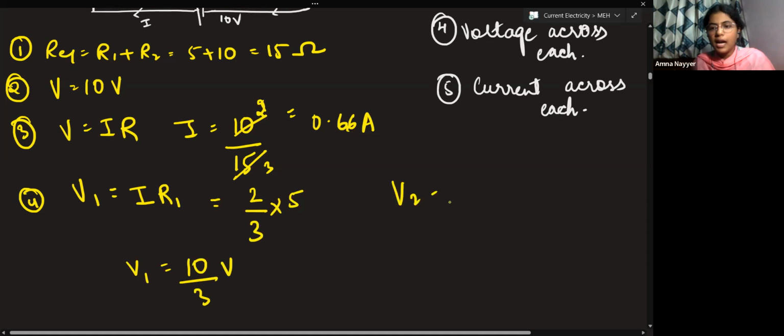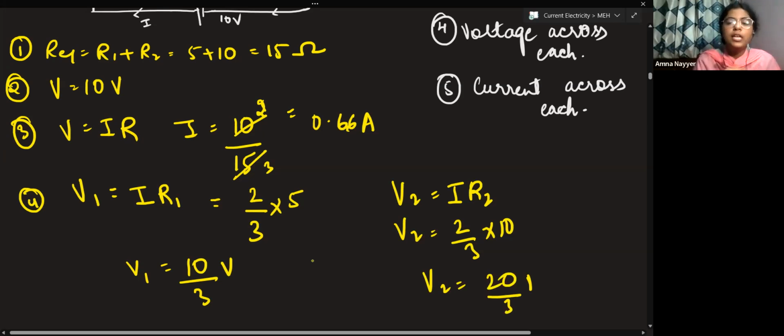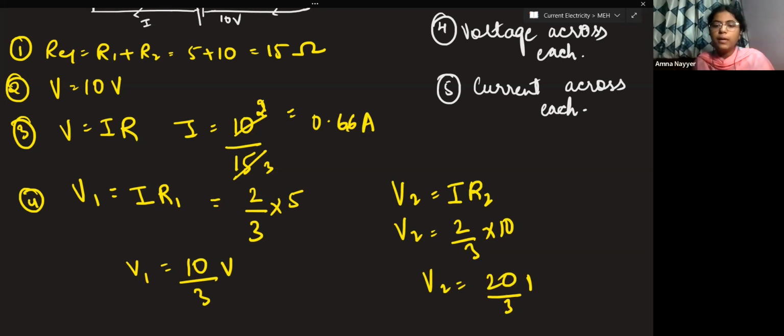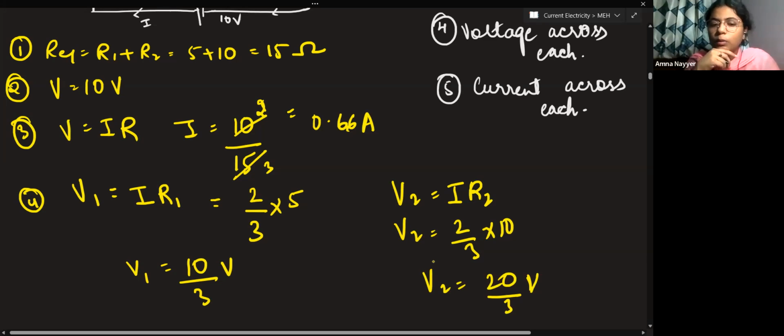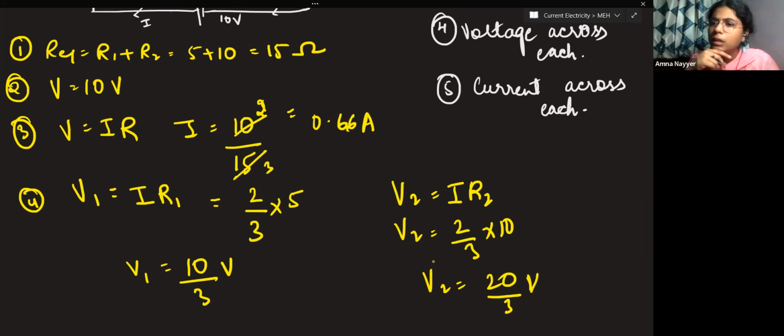V2 will be what? I R2. So V2 will be current, 2 by 3, into 10. That becomes 20 by 3 volt. Now you can check. When you add 20 by 3 plus 10 by 3, you get 30 by 3, that is 10 volts. And what was your voltage that you started with? 10 volts. That cross checks your answer, whether you're solving it correctly or not.